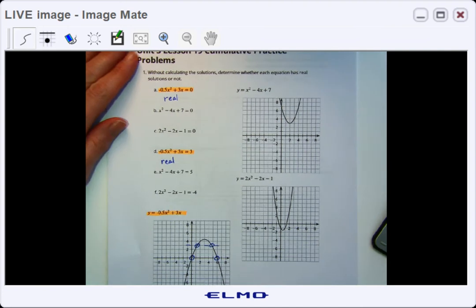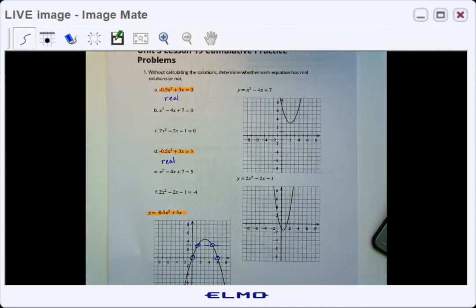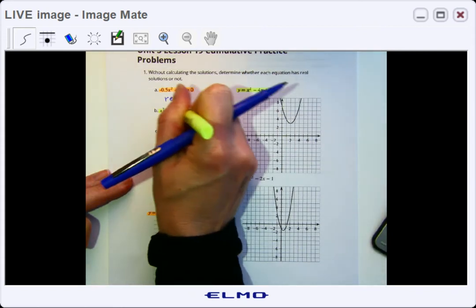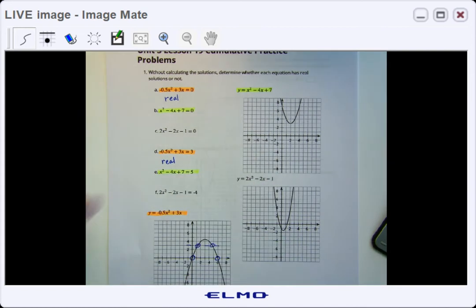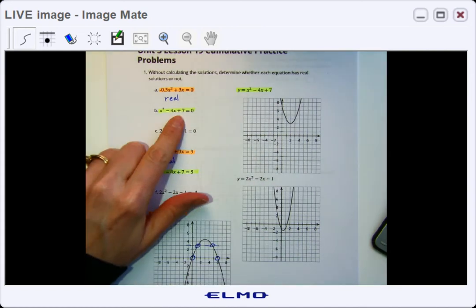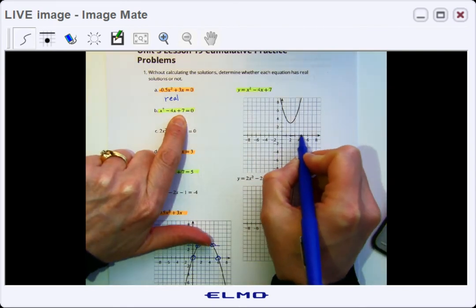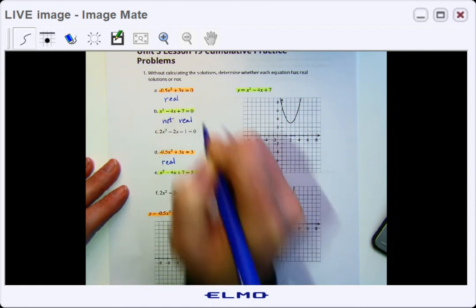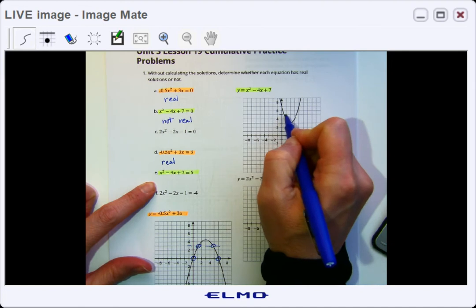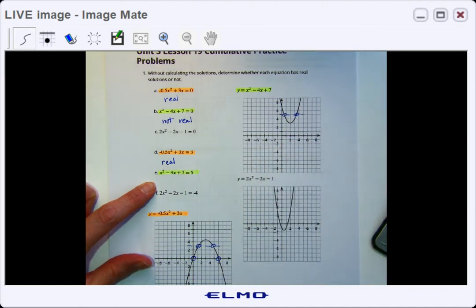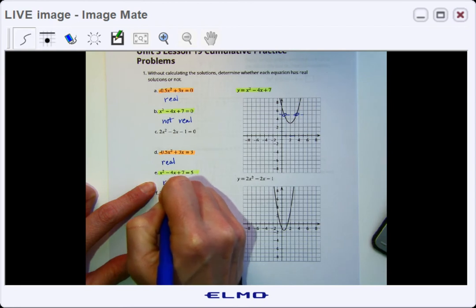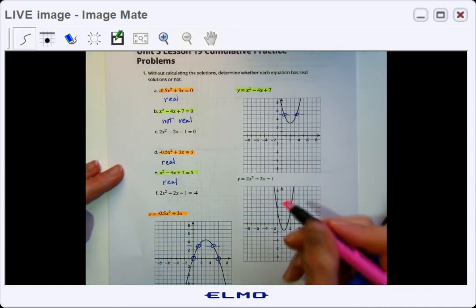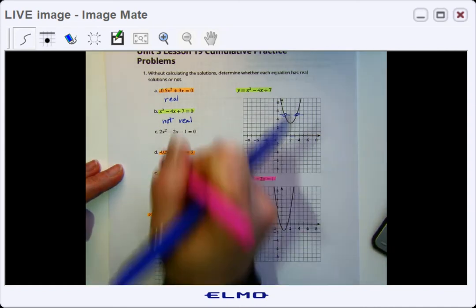All right, the next graph is y equals x squared minus 4x plus 7. And I'm going to use that graph to answer questions B and E. So for B, when is it equal to 0? Well, it doesn't touch the x-axis, so these are not real. And then for E, equal to 5, here's 5, and it crosses the function in two places. Those are real solutions.